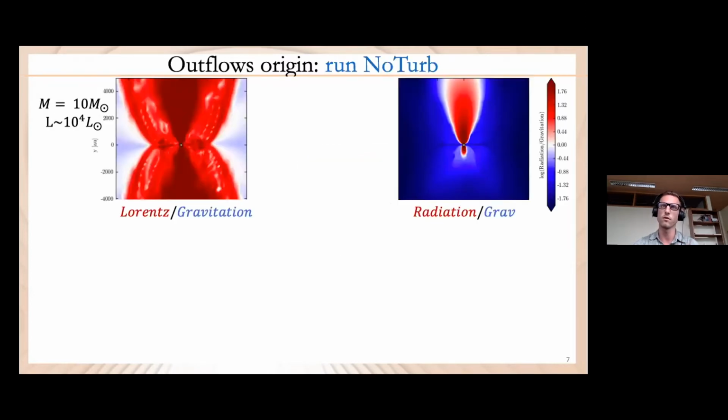Now, second, let's focus on the origin of outflows. To do that, we will take the non-turbulent run, which is the easiest one to interpret. And we will take a look at 2 forces that could launch outflows: the Lorentz force on the left and the radiative force on the right. And we compute the ratio between them and the gravitational force to see whether they are capable of launching outflows. As you can see here in red, and here in red also, the Lorentz force and the radiative force can launch outflow. They dominate the gravitational force.